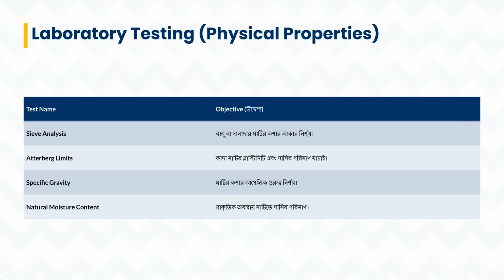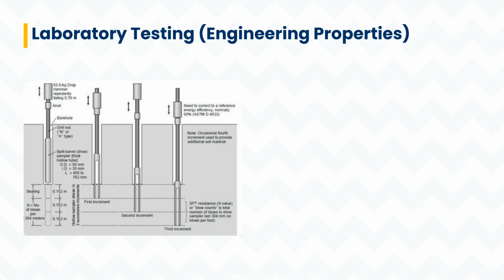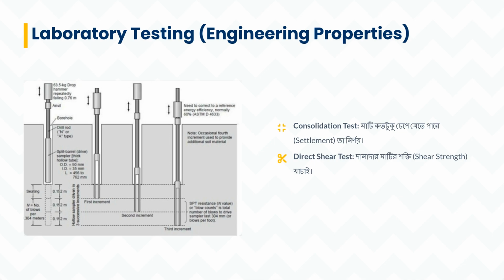Laboratory testing includes analyzing physical properties such as sieve analysis for particle size, Atterberg limits for clay plasticity and water content, specific gravity, and natural moisture content. Engineering properties tests include the consolidation test to determine soil settlement, the direct shear test for granular soil strength, and the unconfined compression test for clay soil strength.